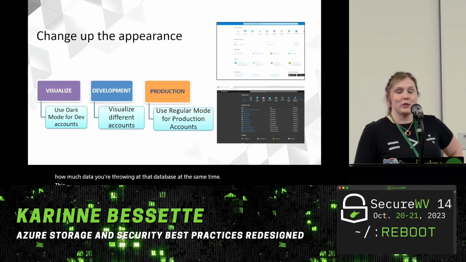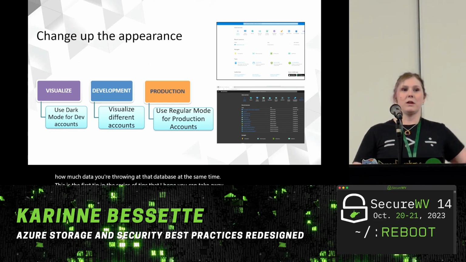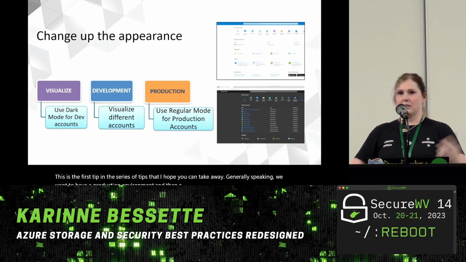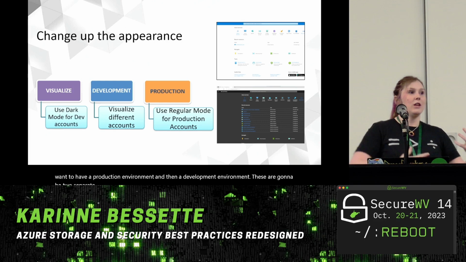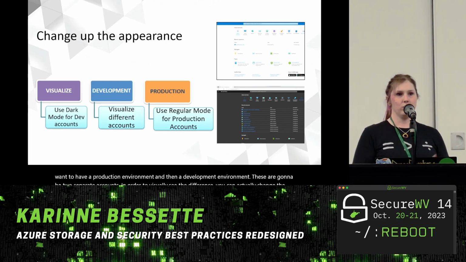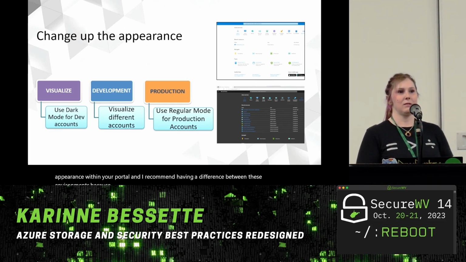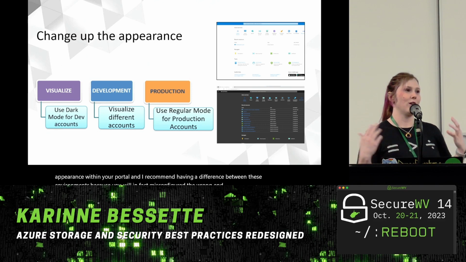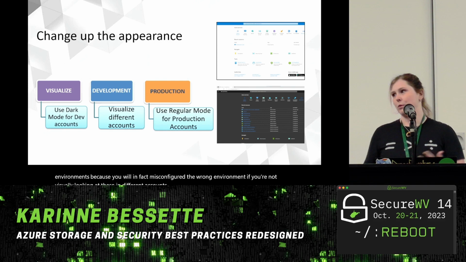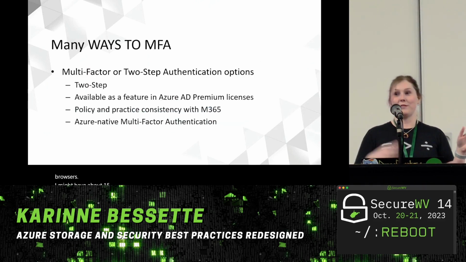This is the first tip in the series of tips that I hope you can take away. Generally speaking, we want to have a production environment and then a development environment. These are going to be two separate accounts. In order to visually see the difference, you can actually change the appearance within your portal. And I recommend having a difference between these environments because you will in fact misconfigure the wrong environment if you're not visually looking at these in different accounts, even if you're using different profiles on browsers. I might have about 15 on both Brave and Chrome.